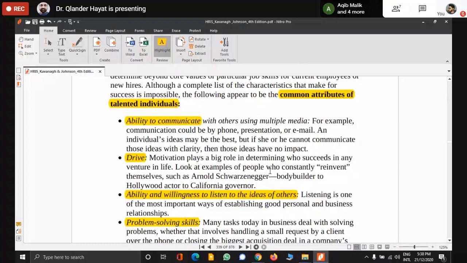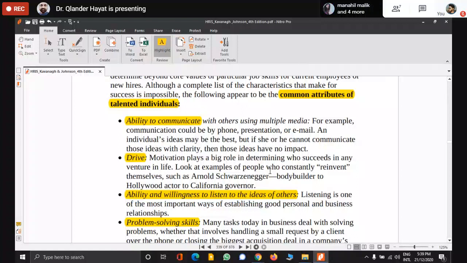The second common attribute of talented individuals is drive. This drive is related to motivation. It means that the employee has a drive or stimulus in his inner states, so that he can be motivated to do his work. So motivation plays a big role in determining who succeeds in any venture in life. So the people who are self-motivated, who have internal stimulus towards any work, would be the talented individuals in that market.